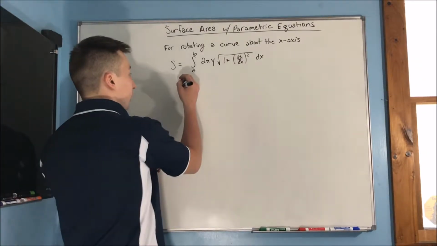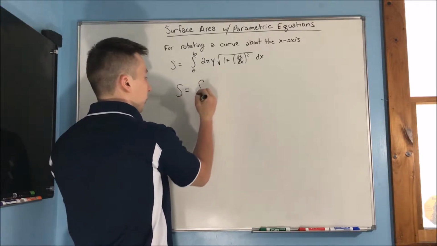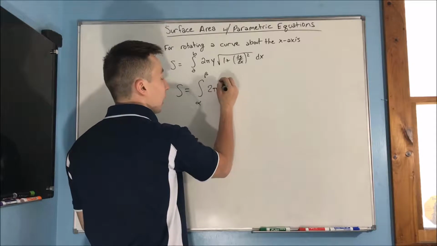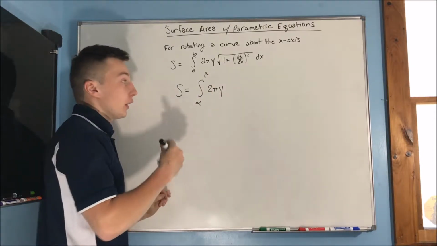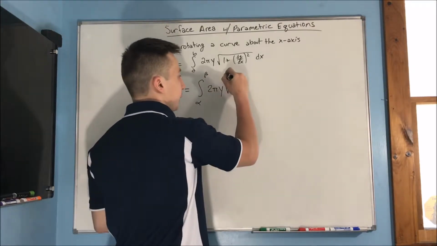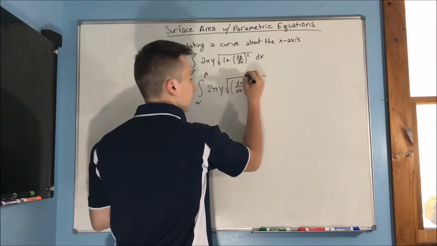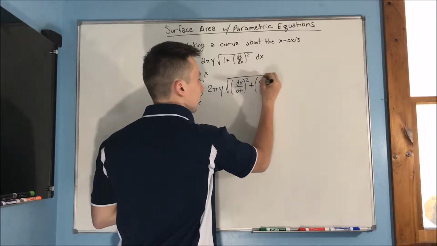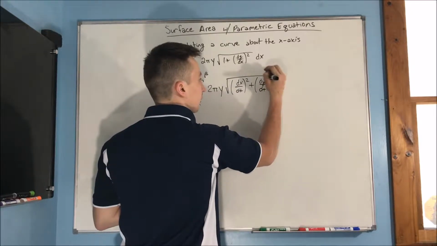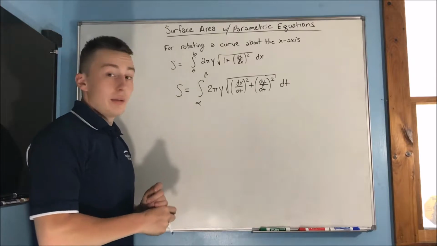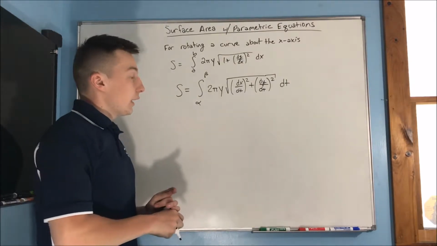So you can see here, we'll end up with the surface area equaling the integral from alpha to beta of 2 pi y, and then we plug in our arc length equation for parametric equations. So we end up with dx dt squared plus dy dt squared times dt. All right, and that's really it.